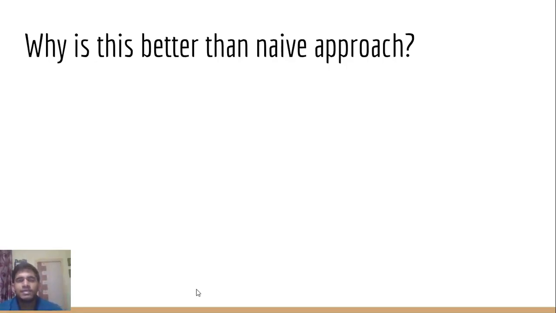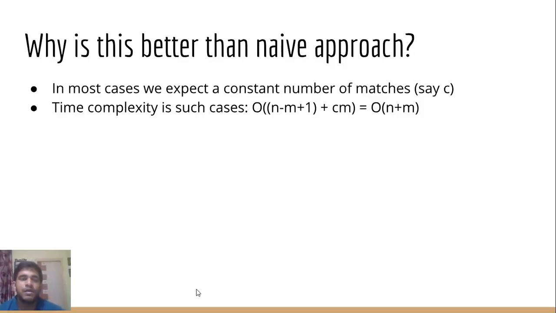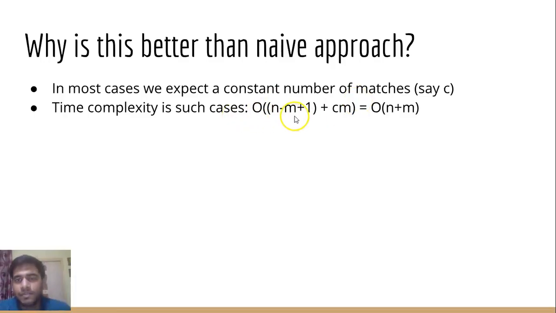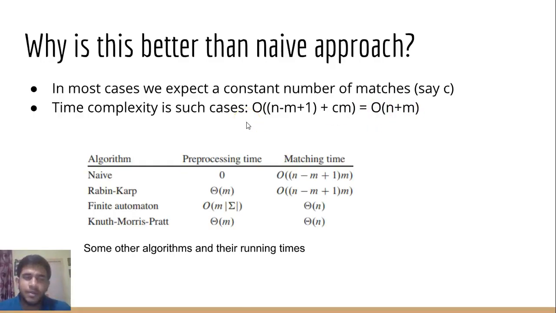But let's see, why is this algorithm better than the naive approach? Well, in most cases, we expect a constant number of matches, say C. Time complexity in such cases is n minus m plus 1, which comes from the fact that we calculate Ts again and again, plus C times m. Well, this C comes because there can be a max of C matches. So for all the candidate matches, we'll compare the pattern with the substring itself, which will take order m time, and we'll do it a maximum of C times, so Cm, and this can be written as order n plus m.